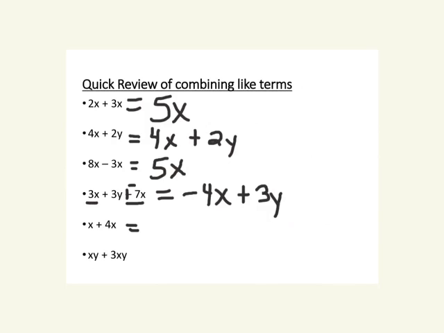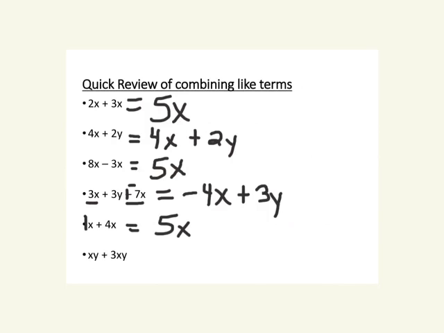My next example, x plus 4x. I chose this example because students say, well, x plus 4x would just be 4x. No. If there is not a coefficient, can you guys guess what number's out front? 1. So what is 1x plus 4x? You guessed it, 5x. Good work.